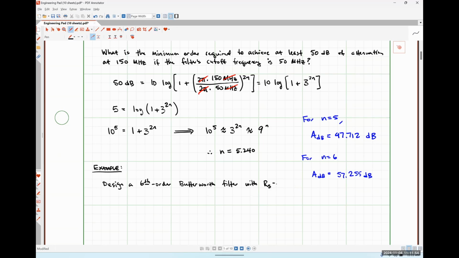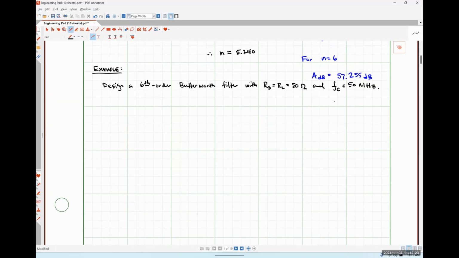with RS equal to RL equal to 50 ohms. And let's say that our cutoff frequency FC is 50 megahertz, meaning effectively we are designing the filter that would meet the design requirements of our previous problem. Okay. So 2 different things that we could do, right? So just for the sake of argument, we could use our standard topology.